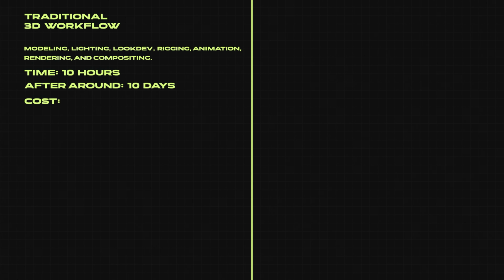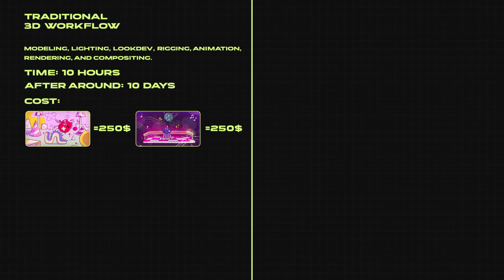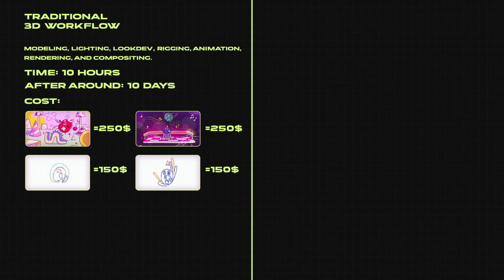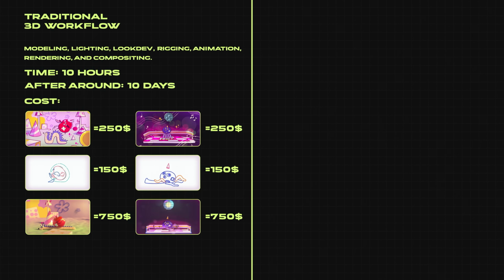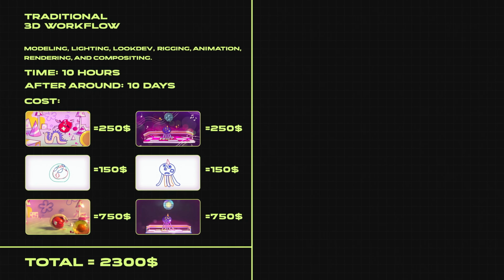And cost-wise, here's the full breakdown for each project. $250 for the 2D illustration, $150 for the rough frame-by-frame animation guide, $750 for the full 3D production process. So for both projects together, the total production cost was around $2,300.